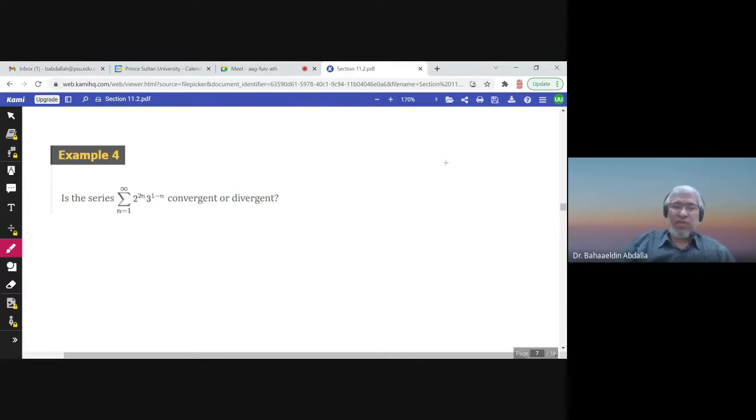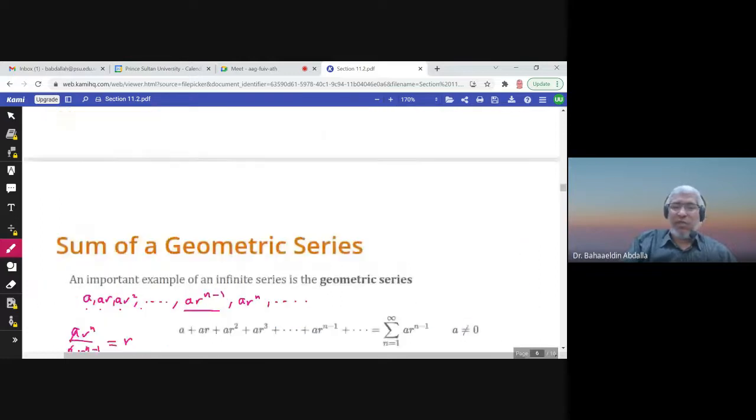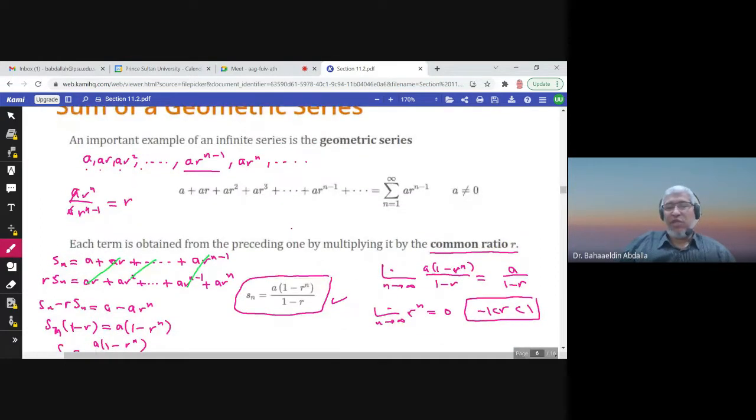We know that the geometric series, this is important, can be written as the summation of a times r to the power n minus 1 from 1 to infinity. It can start at 0 in some exercises. You may find the geometric series starting from 0, and in this case, the nth term would be written a times r to the power n. Because if n is 0, I get a times 1, which is a, the first term.